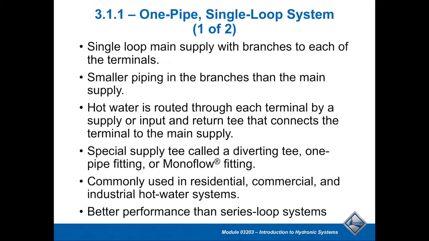In this presentation, the other thing I'm going to point out is that the hot water supply is going to be delivered from the single main loop, and each of those loops is going to have a supply and return that goes from the main back to the main, going back into the same pipe. Generally the way they do this is they'll use a special diverting tee, also called a one pipe main tee, or a one pipe fitting. There's a number of different monoflow tees; monoflow fitting is a Bell and Gossett term for their particular tee. Either way, whether it's Taco or Bell and Gossett, they all make that specialty tee.